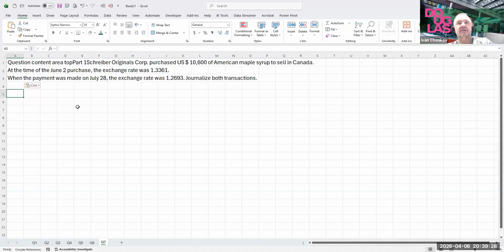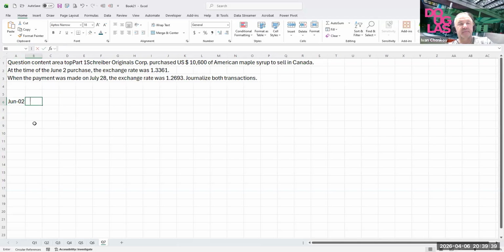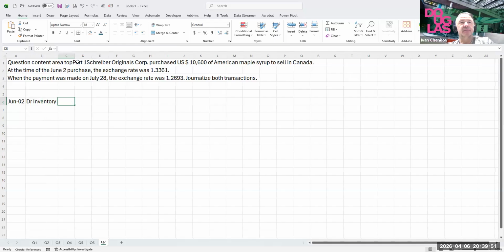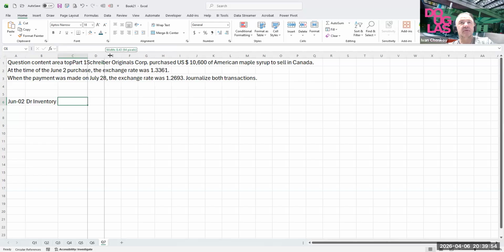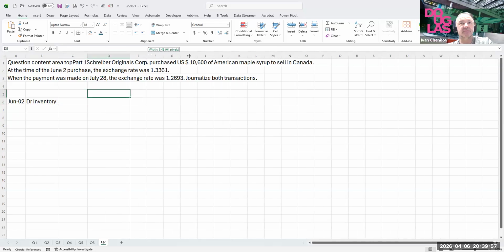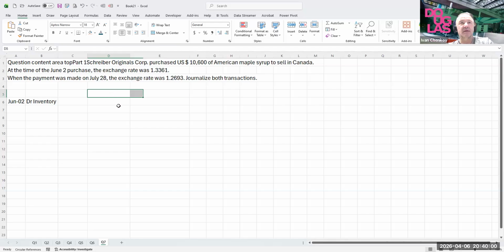First one is on June 2nd. Debit. Which account are we going to debit? That should be inventory. Inventory, and we purchased the inventory for 10,600 US dollars. But since we're in Canada, we cannot record it in US dollars. We have to move to Canadian dollars. The exchange rate we have is 133.61 for 1 US dollar.